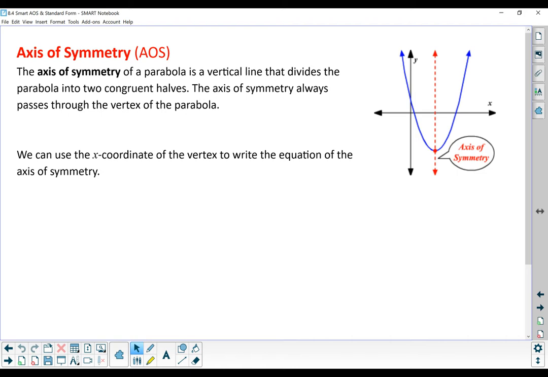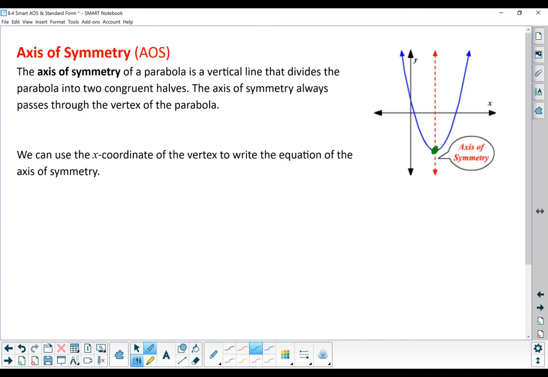So, axis of symmetry. We have talked about how parabolas are symmetric, and that imaginary line that would cut that parabola into two mirrored parts that are identical is called the axis of symmetry. The axis of symmetry, of course, would always pass through the vertex of the parabola. So the vertex on this parabola is that minimum point. Your axis of symmetry goes right through the vertex and cuts that parabola in half.